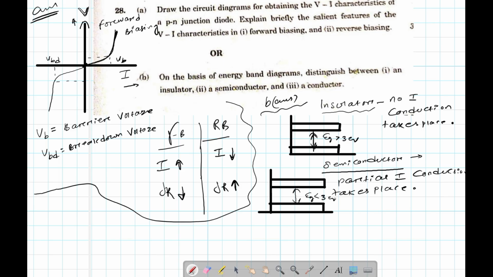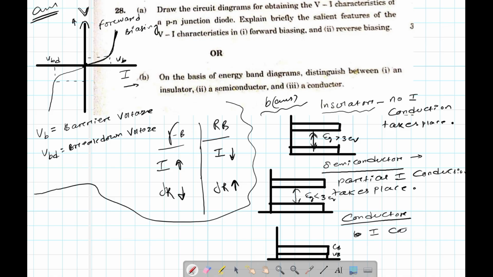The energy band gap is less than 3 electron volt. In case of insulator, the energy band gap is greater than 3 electron volt. In case of semiconductor, the energy band gap is less than 3 electron volt. And in case of conductor, the valency band and conduction band overlap on each other, and here current conduction takes place.